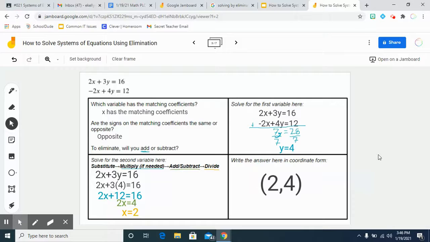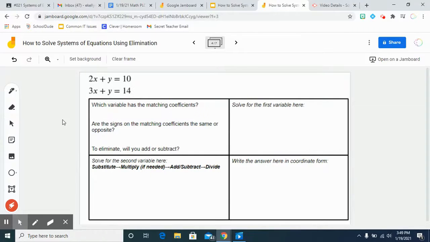Next, we're going to move on to a different problem that involves eliminating y first. All right, so here is our second example involving addition or subtraction. So here we've got 2x plus y equals 10 and 3x plus y equals 14. So our first step is once again to see which variable has the matching coefficients. And here we see that it's y in this case. Y has a coefficient of 1 in both of our equations.